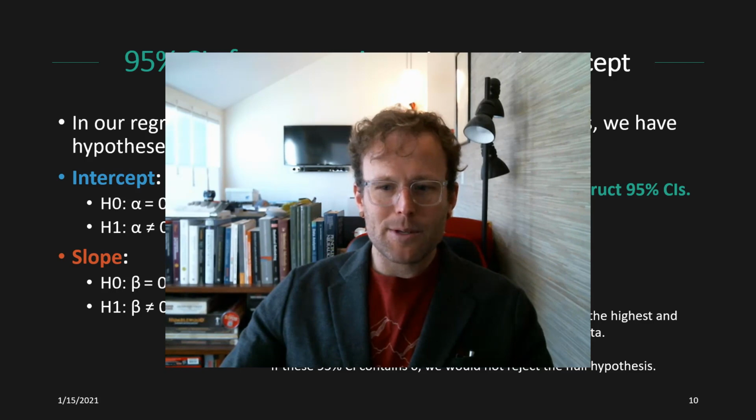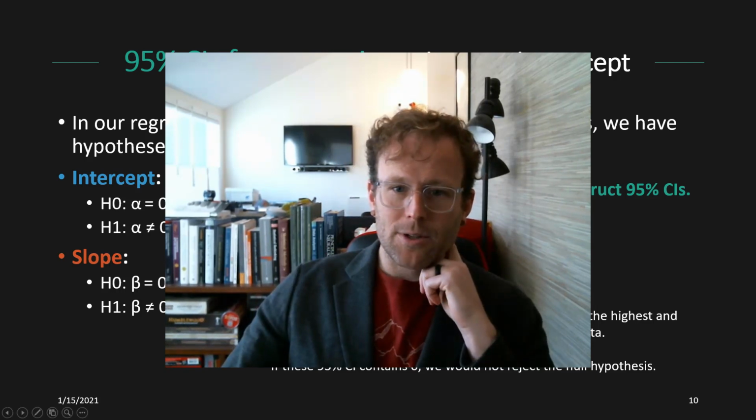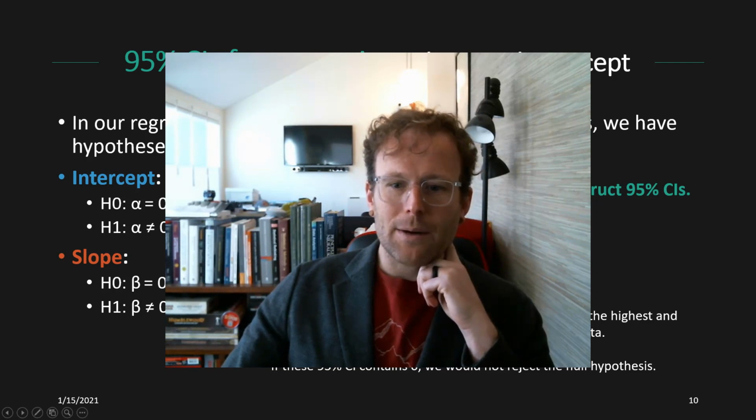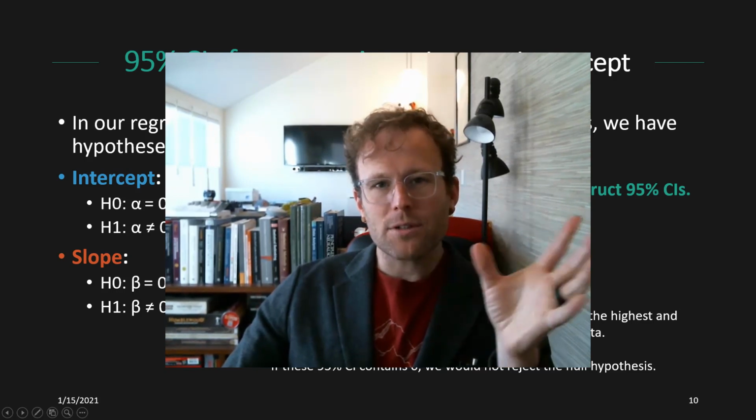But it's really the same interpretation that we would apply to the sample mean or anything else. The only difference now is that we have a unique confidence interval for the intercept and a unique confidence interval for the slope. But the idea is that these confidence intervals give us a range of error.